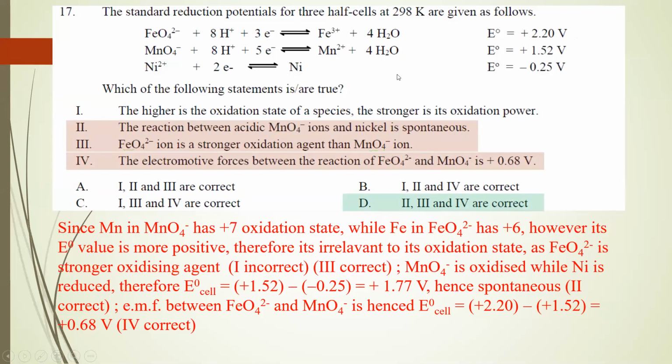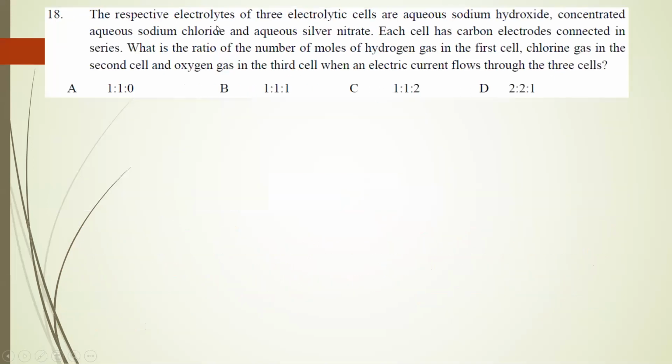Okay, then we go for question number 18. The respective electrolytes for 3 electrolytic cells are aqueous sodium hydroxide, concentrated hydrochloric acid (sodium chloride), and aqueous silver nitrate, each with carbon electrodes connected in series. What is the ratio of the number of moles of hydrogen gas in the first cell, chlorine gas in the second cell, and oxygen in the third cell when electrical current is passed through the 3 cells?